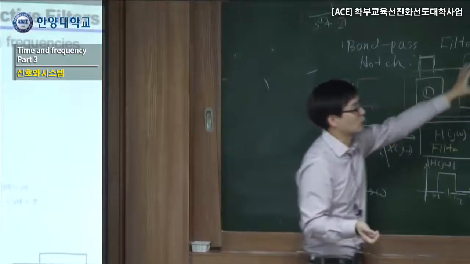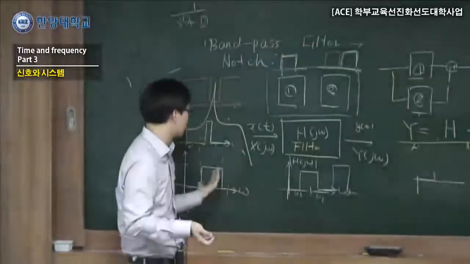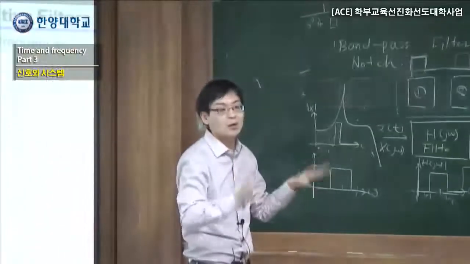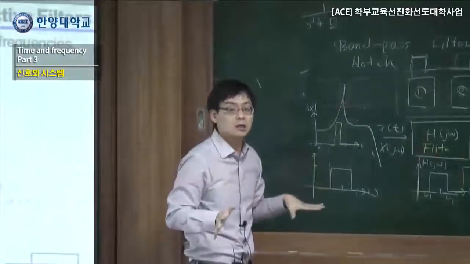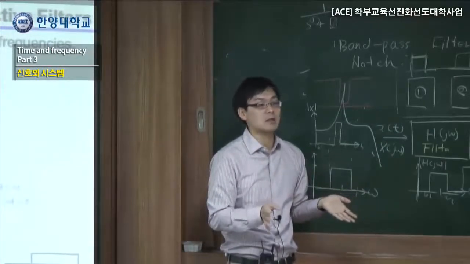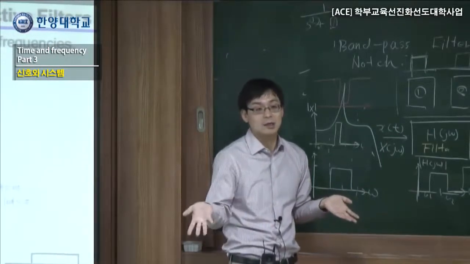You can cascade, you can parallel, or you can use a bandpass, a notch, a high pass, or a low pass, depending on the signal you want to look at. That's the reason filters are very, very popularly used in many systems. Even in a computer, they use a filter inside.